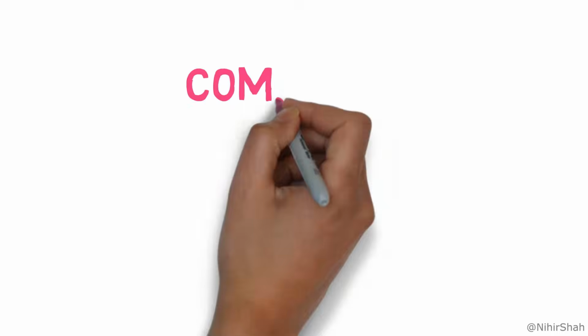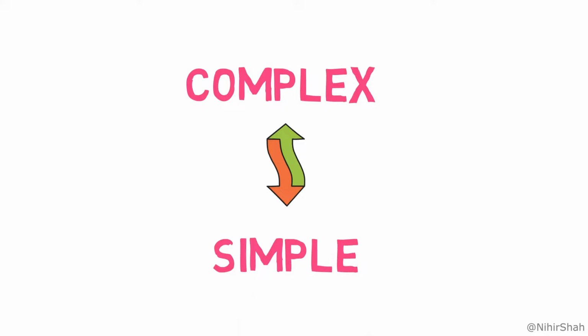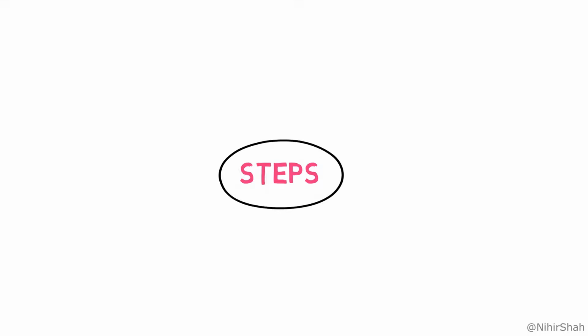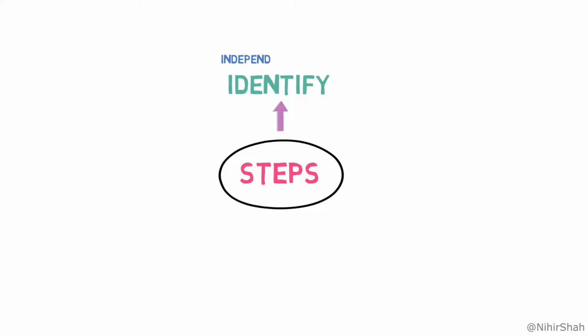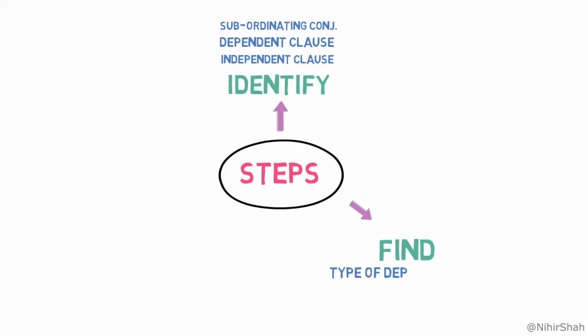Now, let's learn how to convert a complex sentence into a simple sentence. There are 3 steps to convert a complex sentence into a simple sentence. Number 1. Identify the independent clause, dependent clause, and the subordinating conjunction. Number 2. Find or identify the type of dependent clause. The dependent clause will be of 3 types.